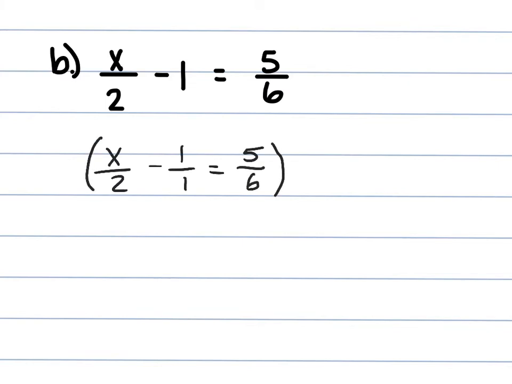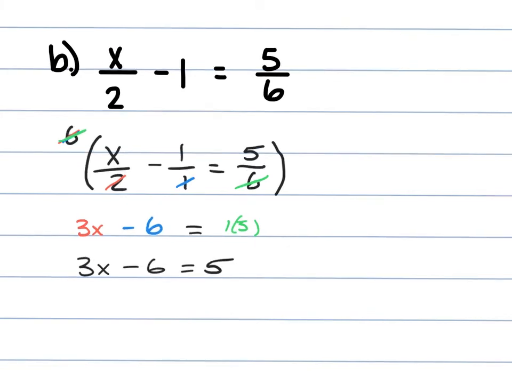Now I'm looking for something that 2, 1, and 6 all go into. They all go into 6. So check it out. 2 goes into 6 3 times, so we're going to have 3x. 1 goes into 6, sorry, I wrote a pause there. Then finally, we've got 6 goes into 6 once, leaving me just 1 times 5 up there, which is 3x minus 6 is equal to 5.